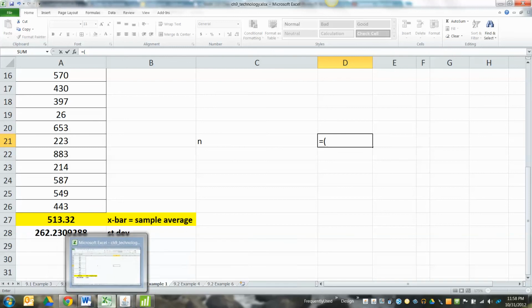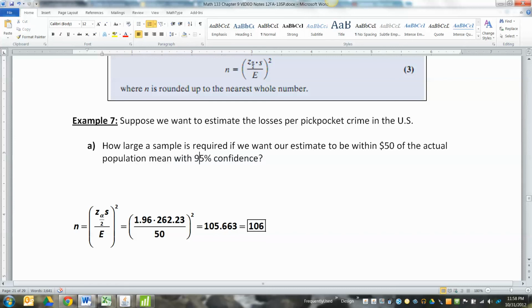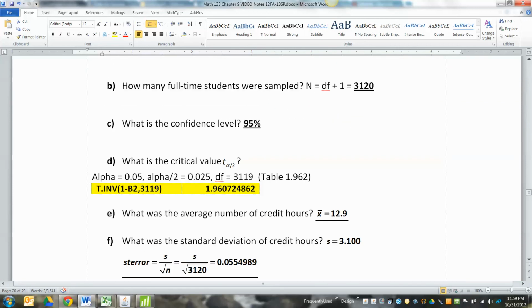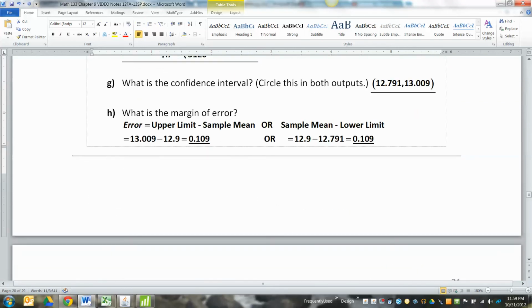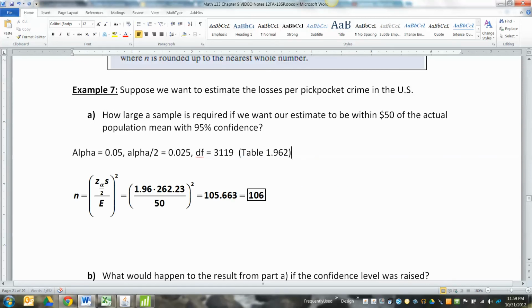Now we're going to need a z-score, which is what? Let me go back. It was 95% confidence. So again, with 95% confidence, that means alpha is 0.05. So that means alpha over 2 is 0.025. And this is not the t-score. This is actually a z-score. You don't have to worry about degrees of freedom or anything like that.